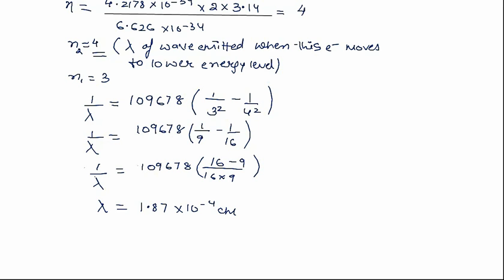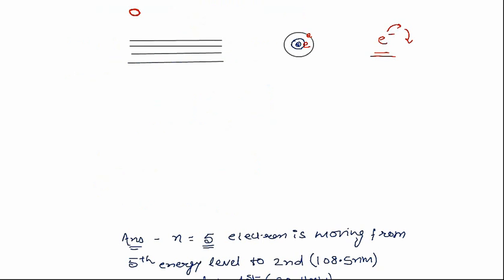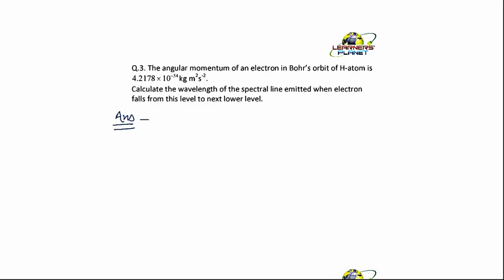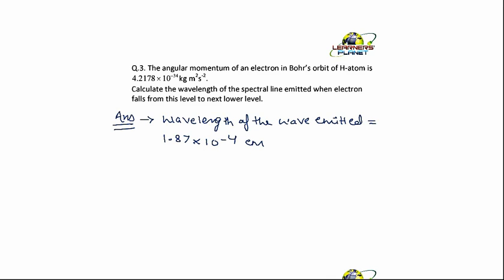So what is the wavelength of the wave emitted? It is 1.87 into 10 to the power minus 4 centimeter. So this would be our answer, right? So that is the wavelength of the wave emitted, equal to 1.87 into 10 to the power minus 4 centimeter.